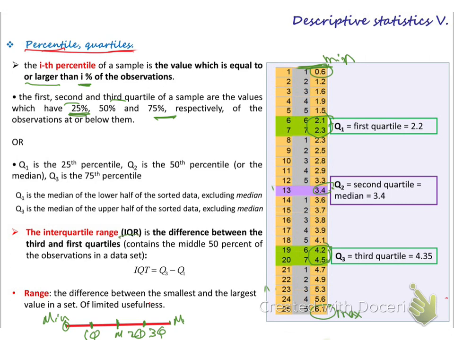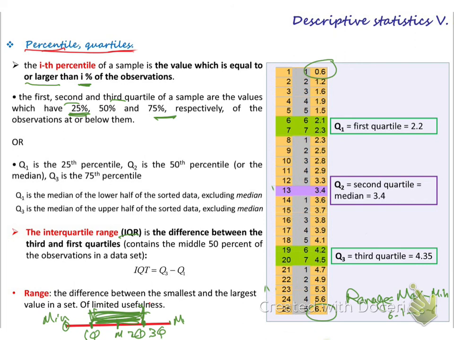Interquartile, IQT or IQR, sometimes they call it IQT or IQR, equals the third quartile minus the first quartile. It's called the interquartile, this area. So Q3 minus Q1. The range of any data is the biggest number minus the smallest number, the maximum minus the minimum. This is the maximum 6.1 and the minimum 0.6. So the range will equal the maximum minus the minimum, 6.1 minus 0.6.